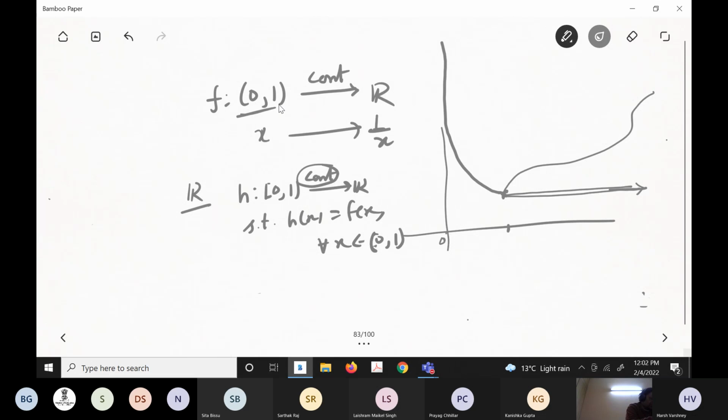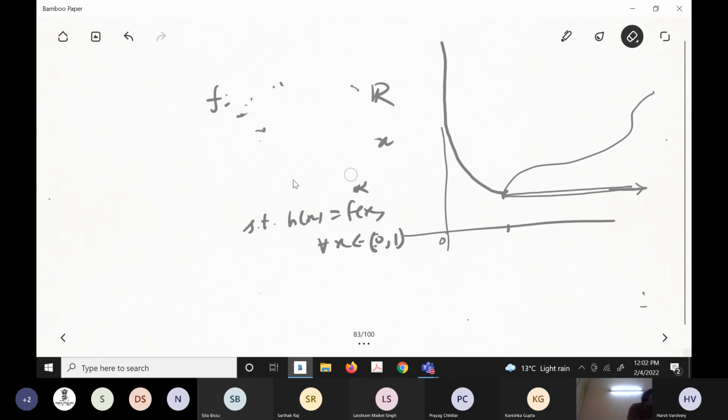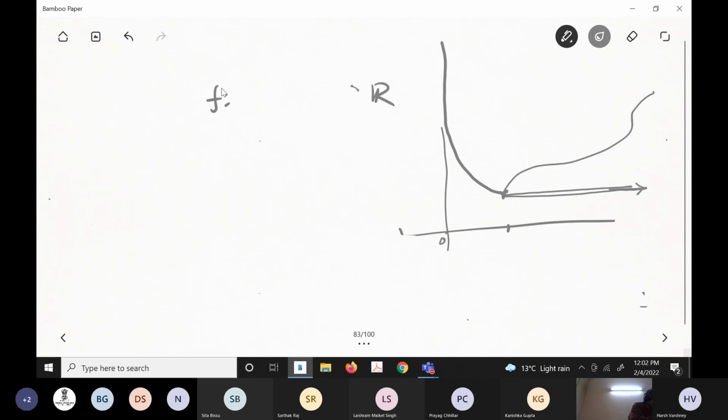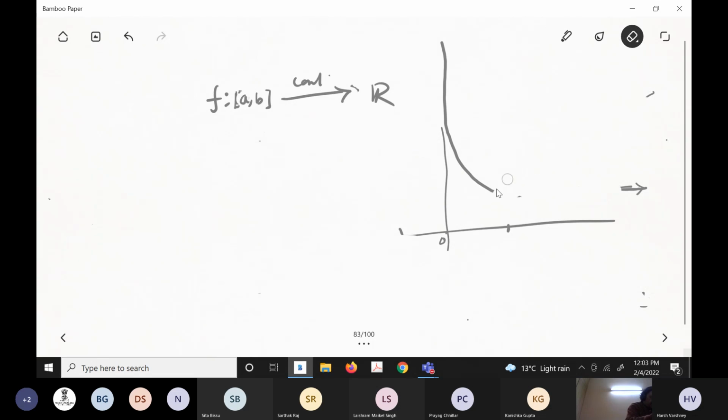That is the thing. But if you have a closed interval, look, I can take intervals, not necessarily 0, 1. If I take a closed interval [a, b], suppose this is your a, this is b. If you have a continuous function, you have a graph like this.